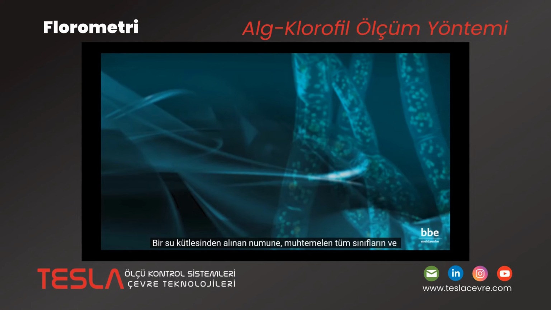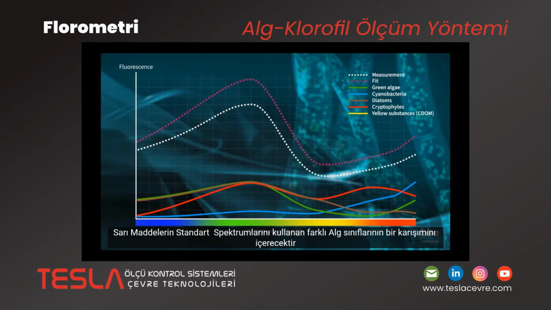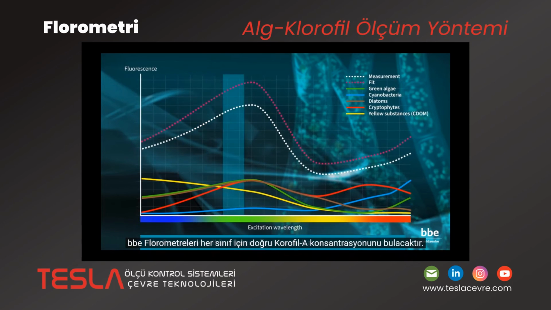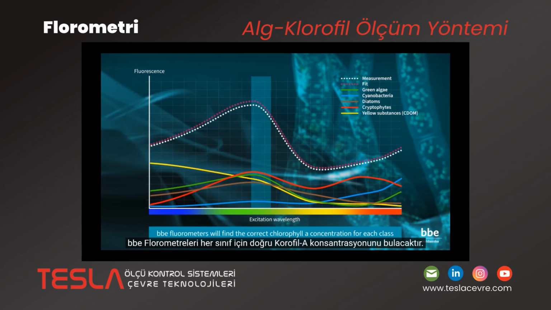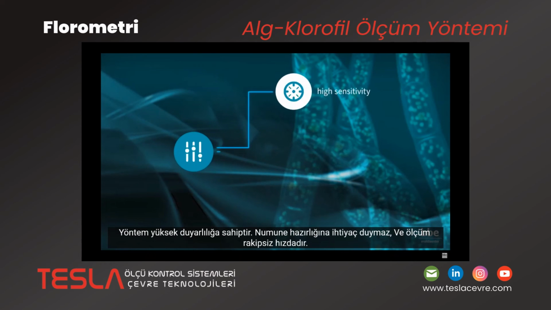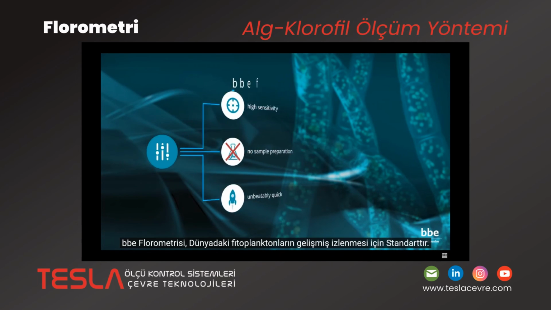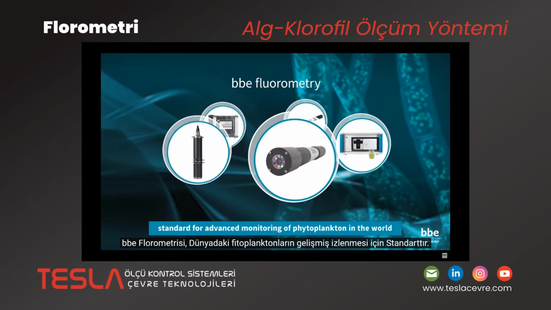A sample taken from a water body will probably contain a mixture of different algae classes. Using the norm spectra of all classes and the yellow substances, the BBE fluorometers will find the correct chlorophyll A concentration for each class. The method has a high sensitivity, needs no sample preparation, and is unbeatably quick. BBE fluorometry is the standard for advanced monitoring of phytoplankton in the world.